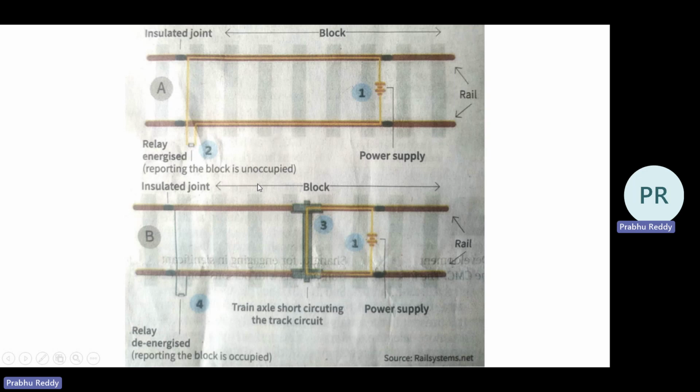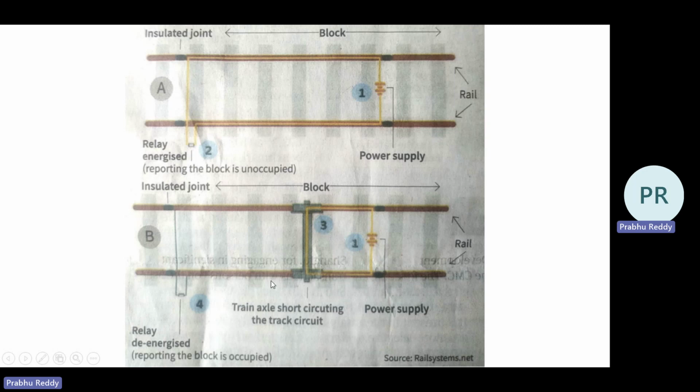Okay, what will be the second case? The second case is very simple. Whenever the train is present, what exactly happens? Whenever a train is occupying this section, the train axle short circuits the track circuit. Okay, when the train axles move over this, it will short circuit the power supply. You see this power supply is short circuited here only.